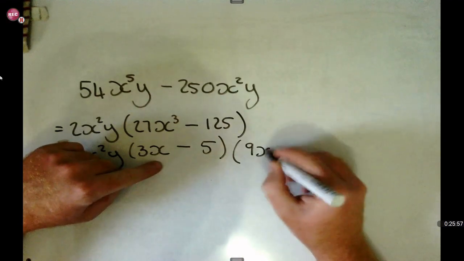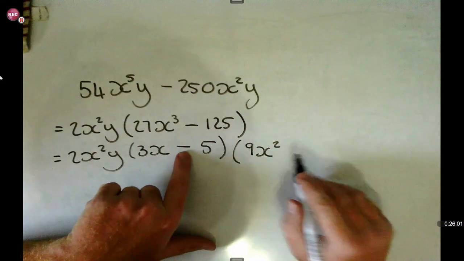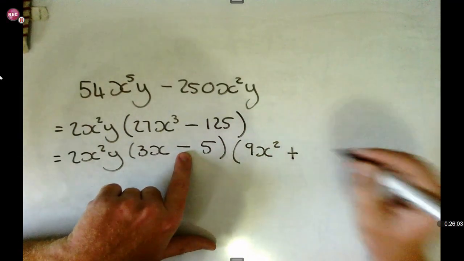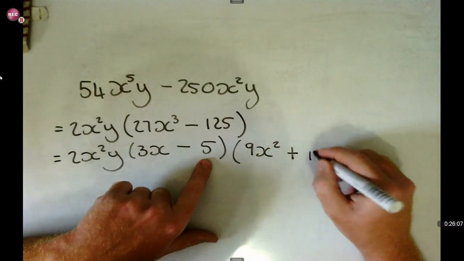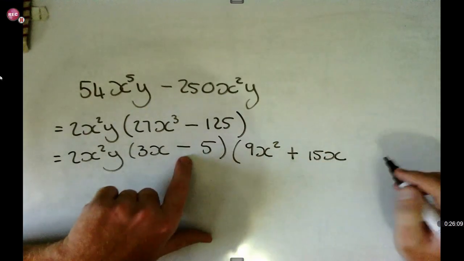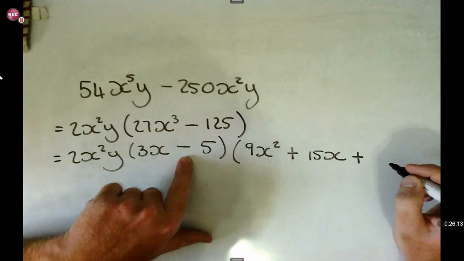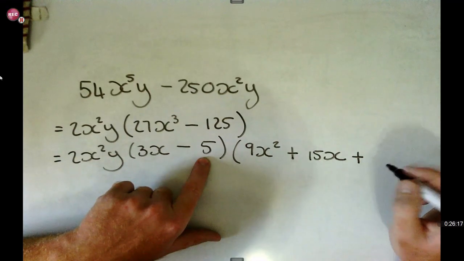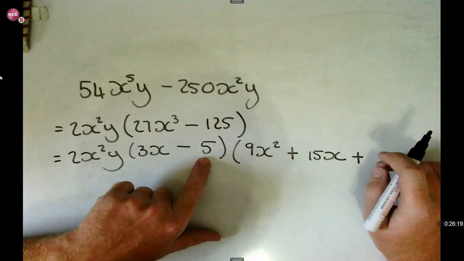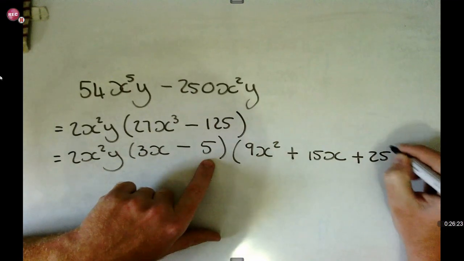X times x is x squared. Remember, this sign over here is the opposite of the sign in the first bracket. 3 times 5 gives me 15. We add the x. The sign right at the end is always a positive. And then we square this term over here to give us the next term that we need there. And that would be 5 times 5, which gives us 25.